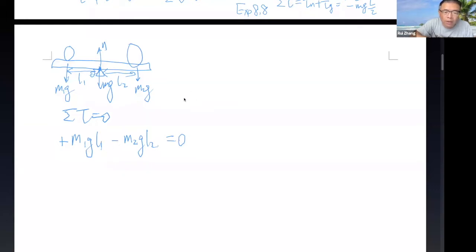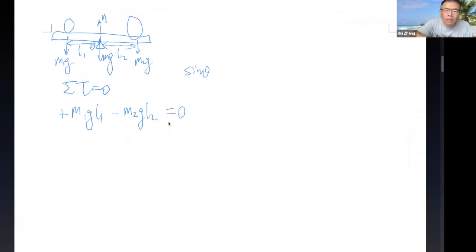Notice there's no sine theta here because theta equals 90 degrees in this case. So sine theta is just one, and it's just the force times distance. So total torque equals zero, as we see here, right? And from there, you can write M1G L1 equals M2G L2, okay?